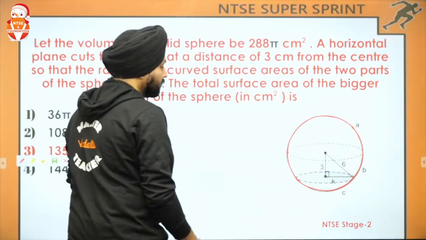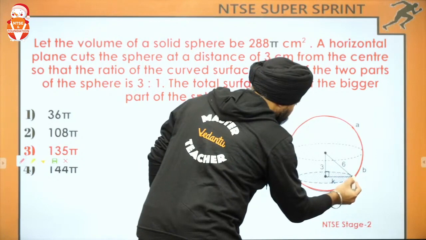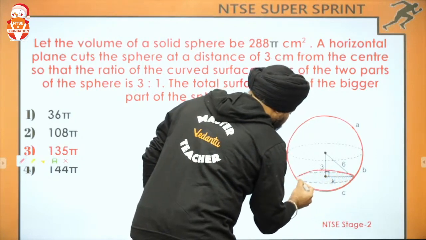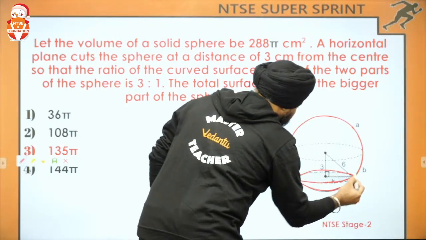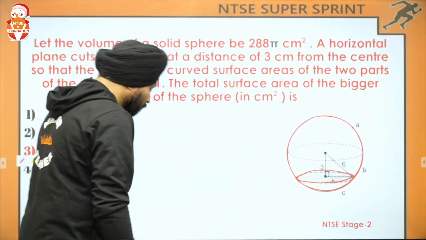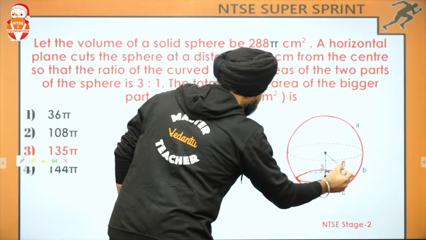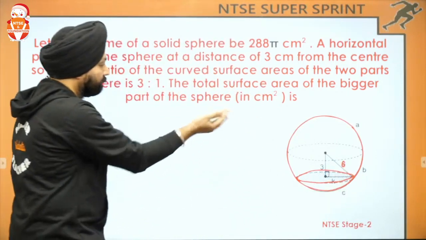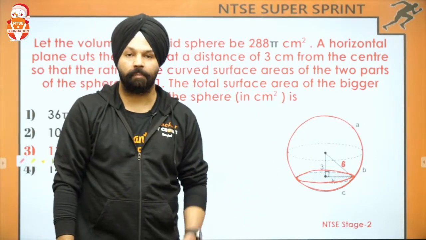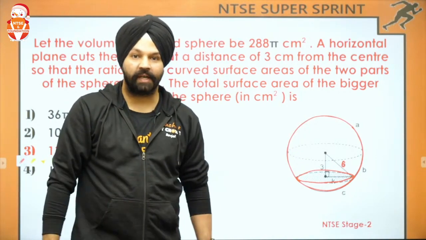Right, and he says it has been chopped out, so a circle will be created at this point, right? And from the volume you can calculate the radius, which comes out to be 6. So he says ये जो upper वाला part है इसका आपको total surface area बताना है. Right? Interesting question, very interesting question.